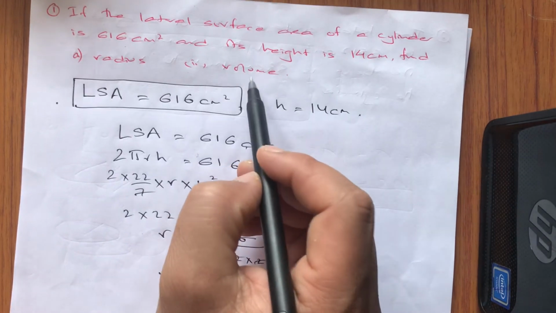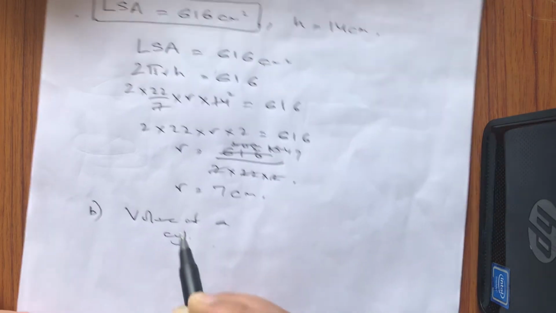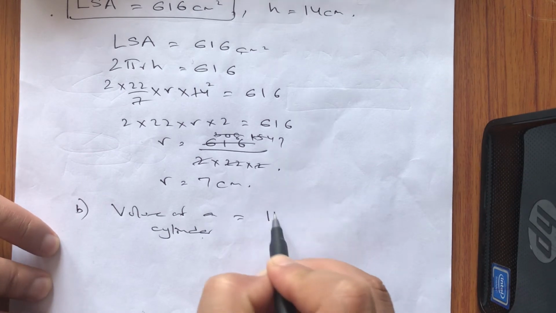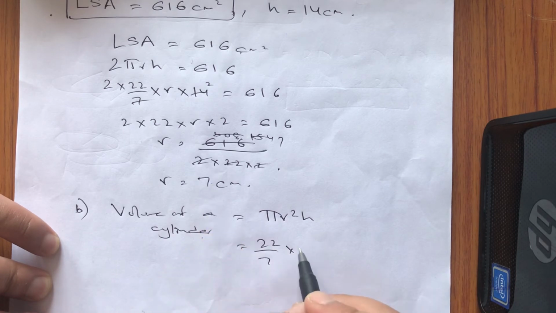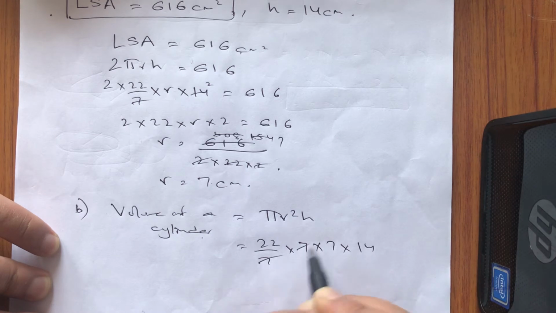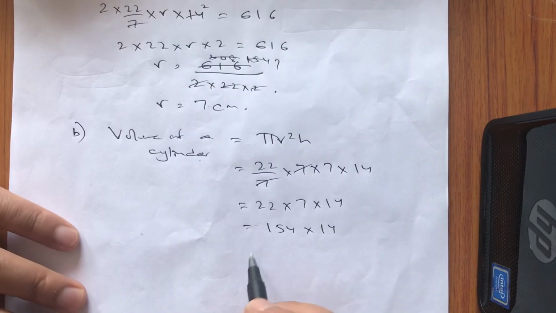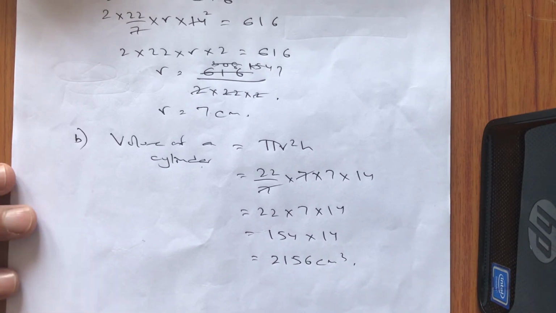So now the second question says volume. If I want to find the volume of a cylinder, you should know the formula from the previous tutorial, but in case you've forgotten, the formula is πr²h, and π is again 22 by 7. The radius, just now we found it as 7, so r squared means 7 into 7, and h is 14. 7 gets cancelled, so we are left with 22 into 7 into 14. 22 into 7 gives me 154, and 154 into 14 gives me 2156 centimeter cube. So that was how we solve this kind of question.